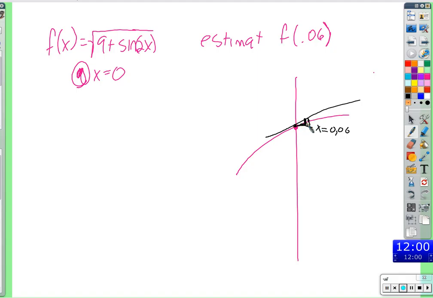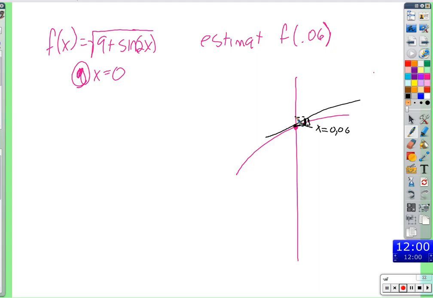Why are we trying to find the y on the tangent line? We're using the y on the tangent line to approximate the y on the actual graph. Right here is 0.06, and here's the y value on the tangent line. Here is the y value just barely below that, the actual y value of the function. We can find the y value on the line, and it's going to be really close, because 0.06 and 0 are not that far from each other. If we move over to 0.06, the y value on the line and the y value on the graph are going to be very near each other.